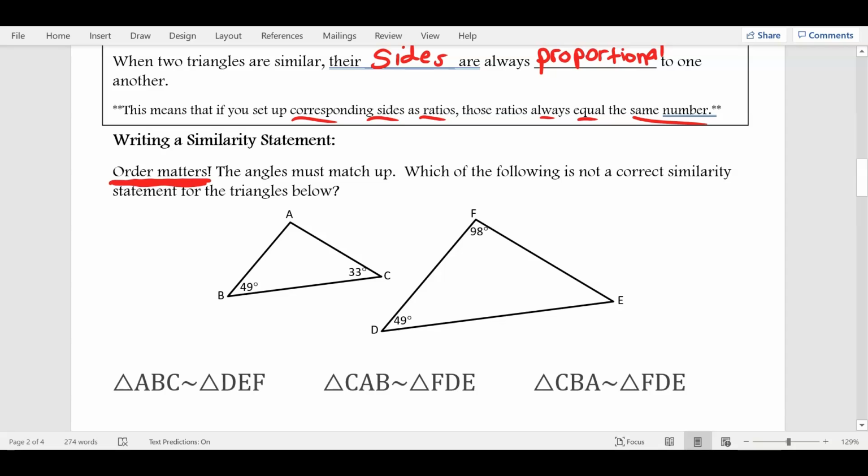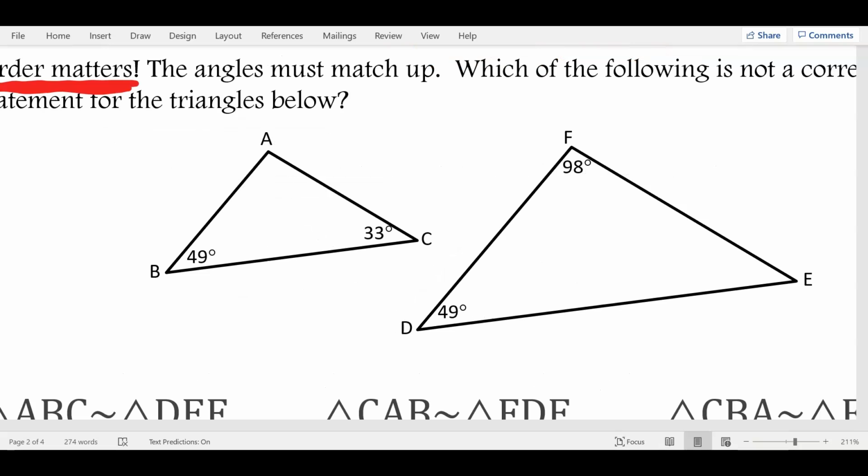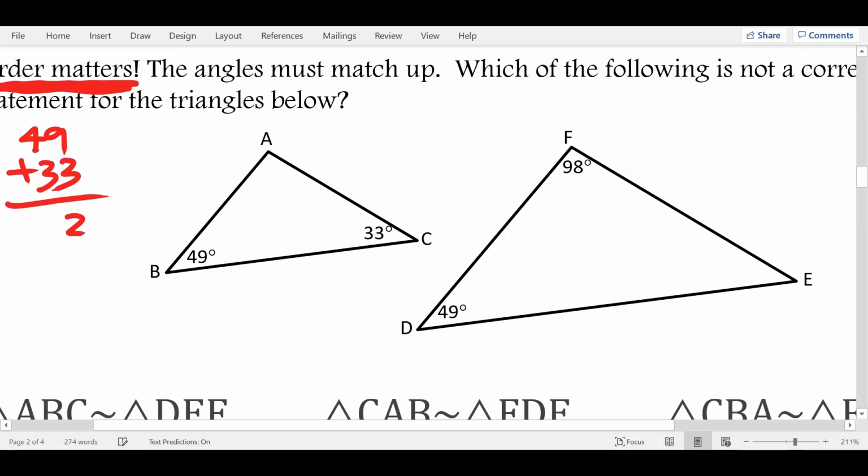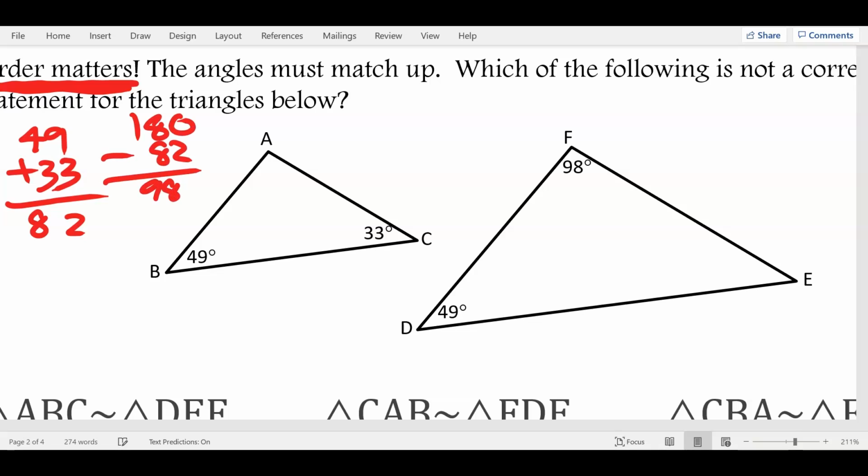So 49 and 33, let's add them up. 49 plus 33 gives me 82. And I subtract that from 180 and I get 98. So my missing angle on the first triangle is 98 degrees. Now notice, if I have 49 and 98 here, and I have 49 and 98 here, then that third angle is going to be the same. This will have to be 33, okay? So you can tell, once we did a little bit of math, both triangles have all the same angles, and we're on the second page of the notes.